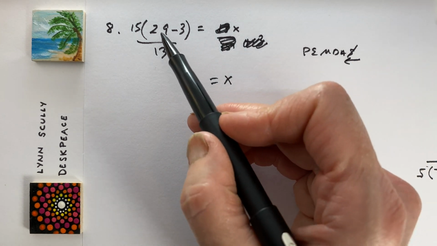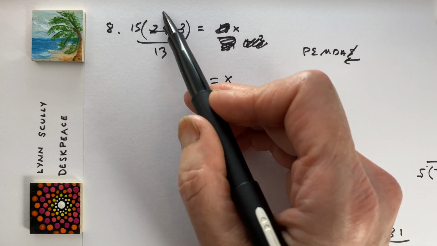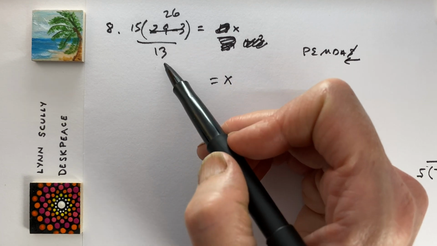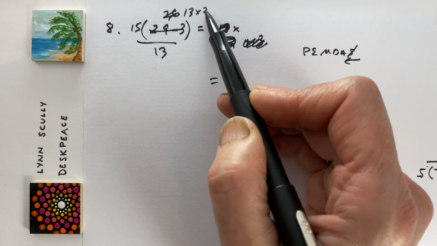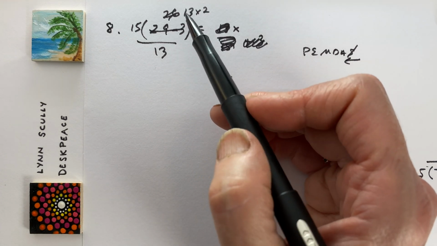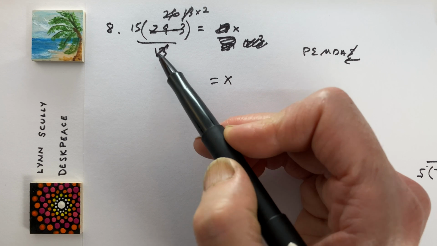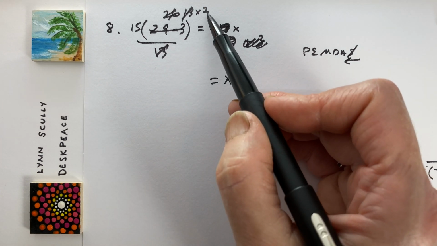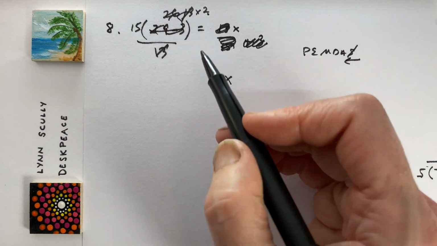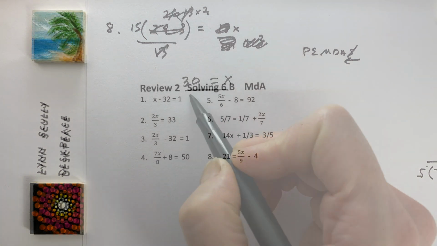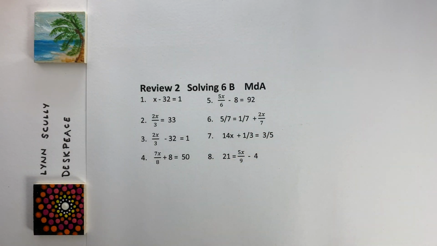Now I'll reduce this. 29 minus 3 is 26. And right away I see this 13 here. So this 26, I'm going to make it into 13 times 2. If you recognize it, reduce it. 13 over 13 is 1. I end up with just 2 times 15. That's all that's left of all this, okay? And I get 30.